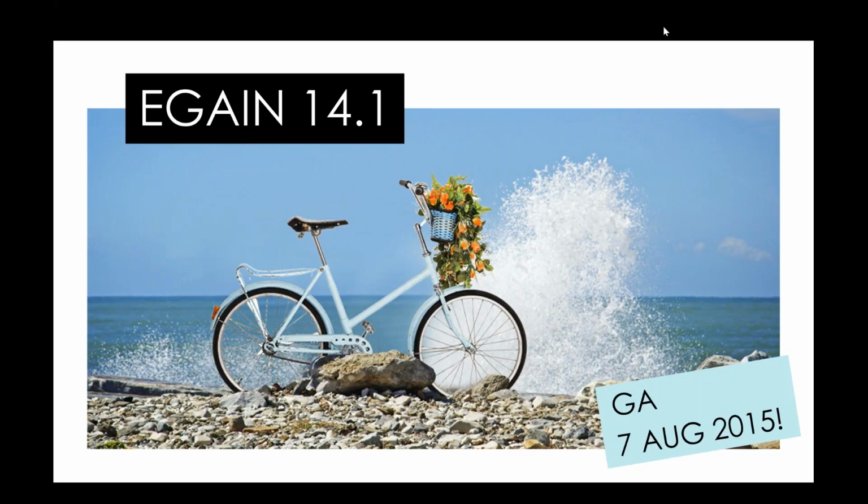Okay, so 14.1 is generally available. It has been since the 7th of August. It's already been installed at a few customers like Absa, so we know it works. We know the quality is good.